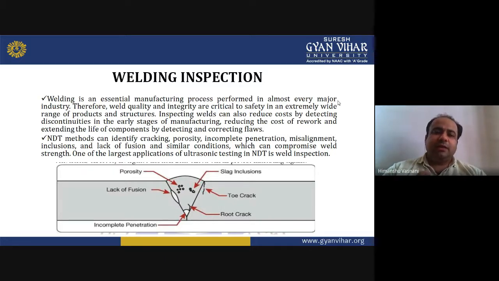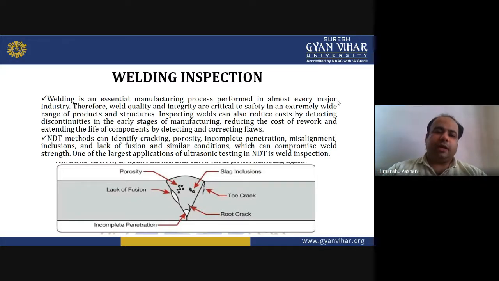These cracks disturb the strength of the weldment. Then there is lack of fusion, where the base metal and the filler metal might not fuse together properly for some reason. This will also weaken the strength of the weld. Among NDT methods, we are studying ultrasonic testing, which can identify cracking, porosity, or incomplete penetration. Incomplete penetration means that the filler material is not able to reach a particular part of the welding zone; it did not penetrate completely as it should. Misalignment, inclusions, lack of fusion and similar conditions can compromise the weld strength, as I was saying. The weld strength will be compromised if such kinds of defects are present.